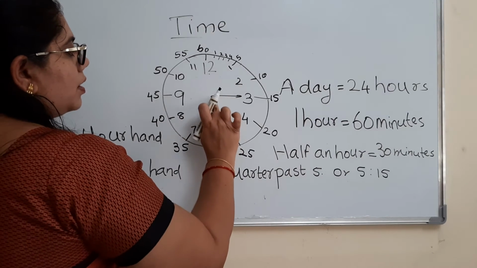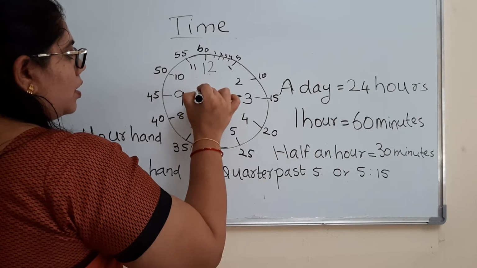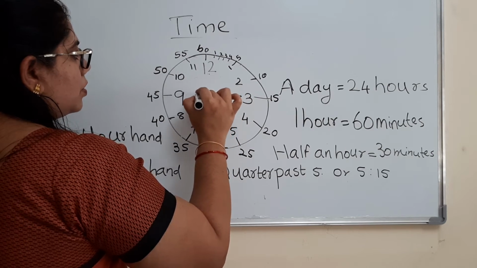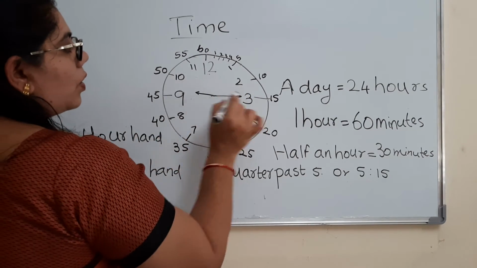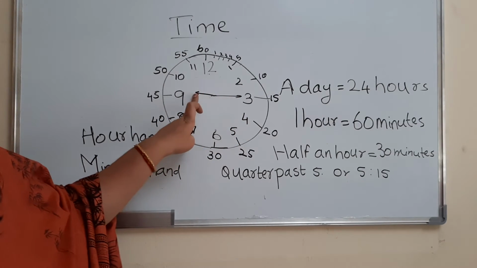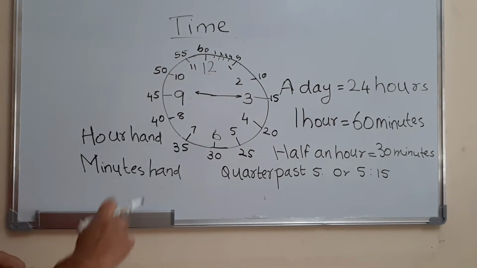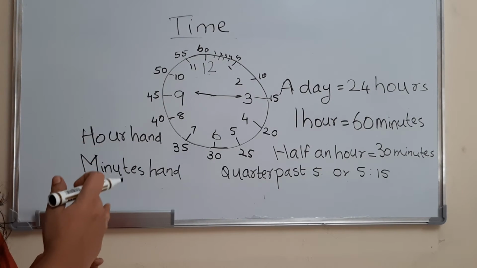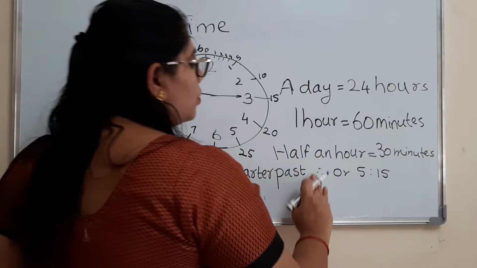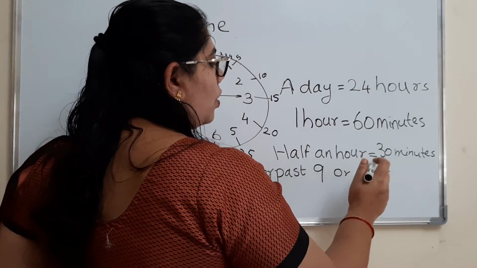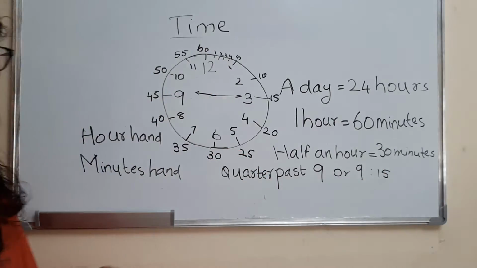See, when the hour hand is near a number and the long hand, the minute hand, is pointing to 3, then what is this time now? It is pointing to which number? 9, right? It is close to 9, after 9. So we will call it quarter past 9 or 9:15.